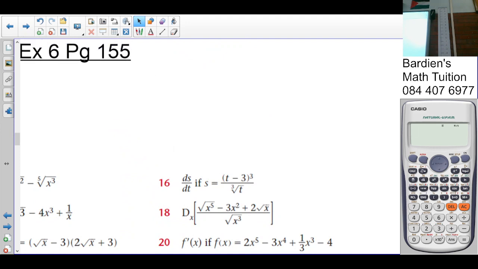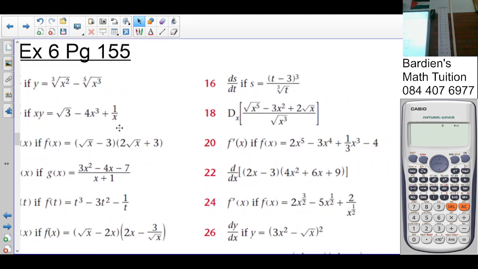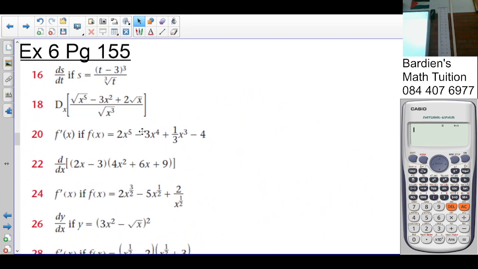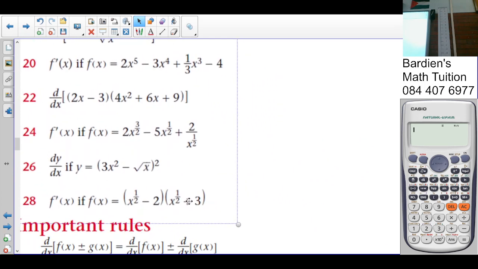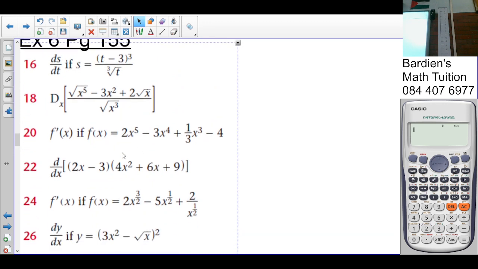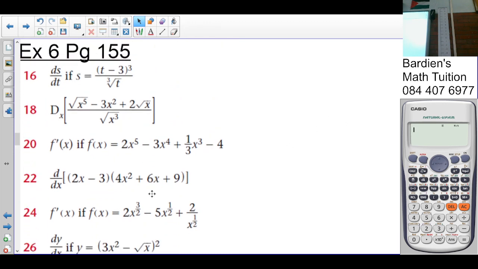Then you have to do these even numbers here. Any issues with number 16? Yes?